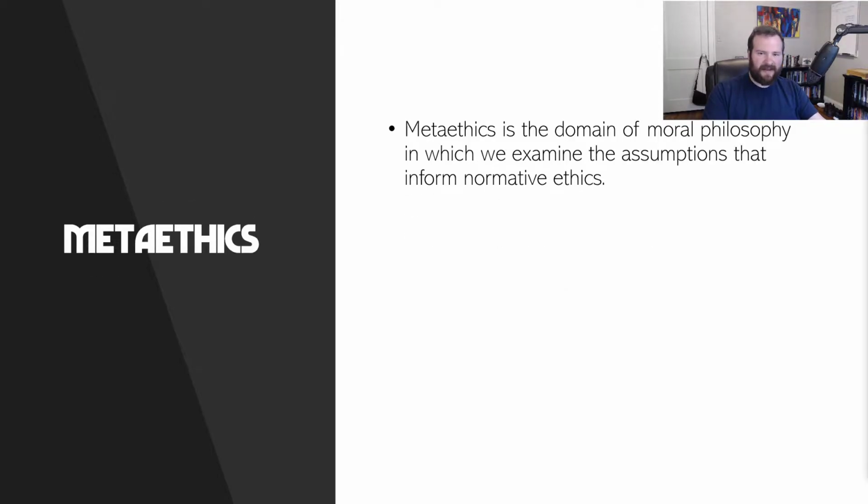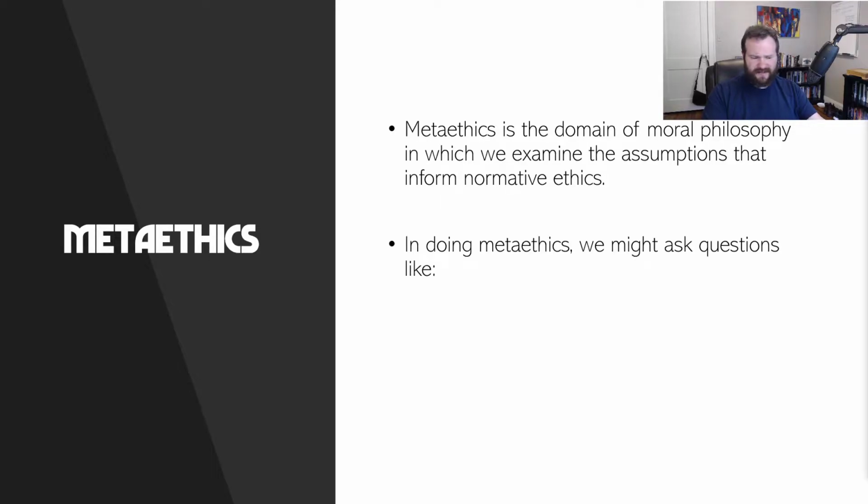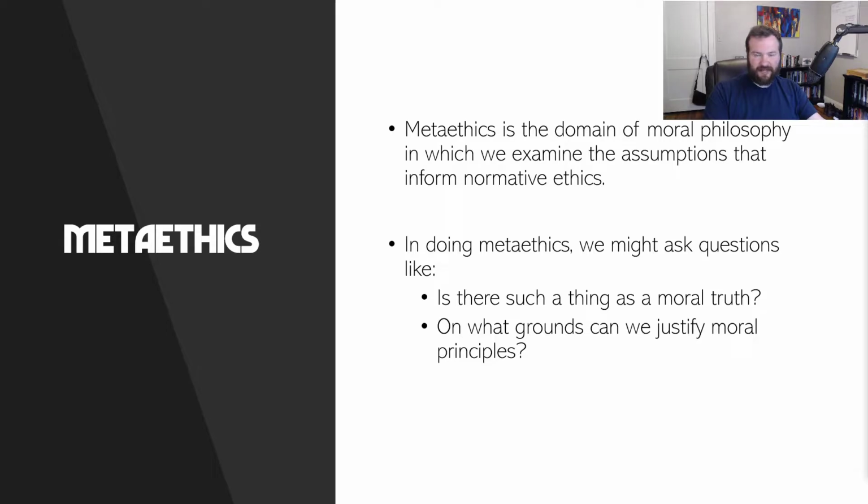Right? Meta-ethics, on the other hand, is the domain of moral philosophy in which we examine the assumptions that guide us in normative ethics. So, for example, you might ask questions like, is there such a thing as moral truth? On what grounds can we justify our moral principles? Right? So meta-ethics is sort of beyond the normative ethics. When we think about ethical considerations, normally we're concerned with normative ethics, right? But if you really want to get down to it, you might have to do some meta-ethics as well.